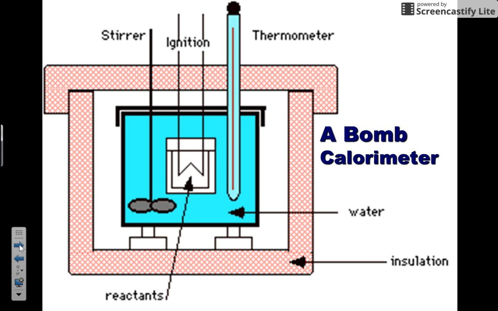This is an example of a calorimeter, like the inside workings of it. You would have your reaction chamber here. You put your reactants here. This is called the ignition coil, where you would heat it and it would combust the reactants. You have a stirrer that keeps the water stirred up here. It's surrounded by water, of course, a thermometer here. It is insulated as well. So you would combust this and you would measure if it released heat or if it absorbed heat. This would be your system, and then the water would be the surroundings here.